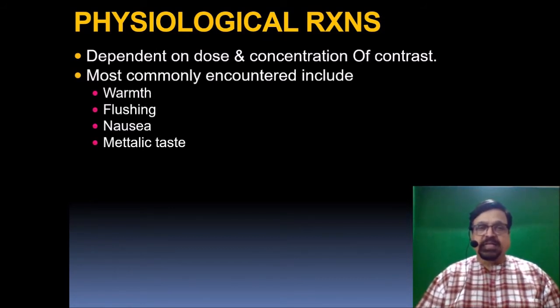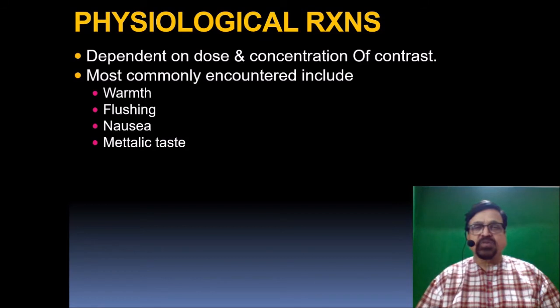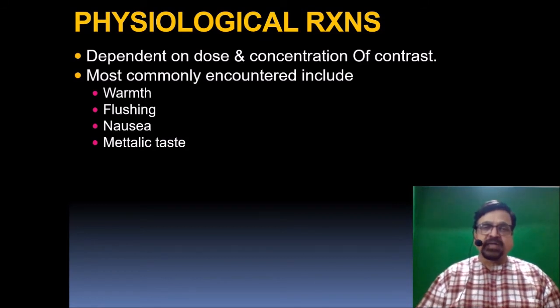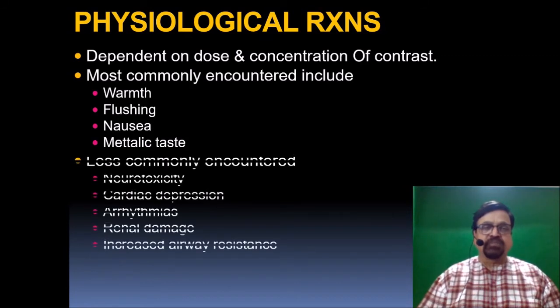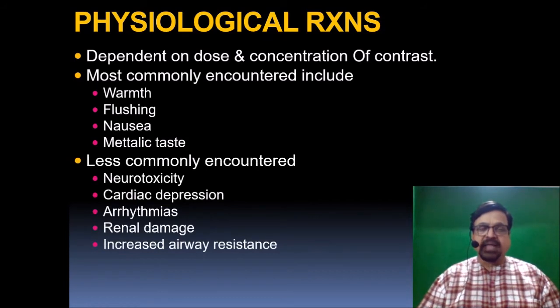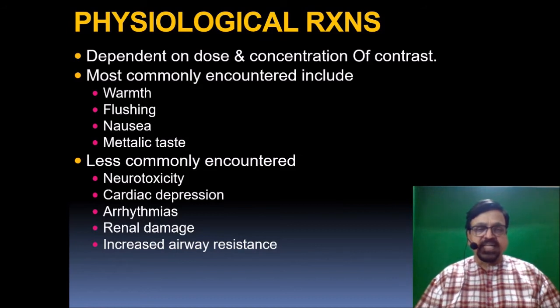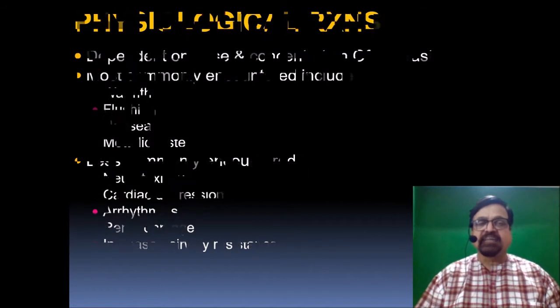Dependent on dose and concentration of the contrast, the physiological reactions most commonly encountered include feeling of warmth, flushings, nausea, and metallic taste. So the patient will feel warmth, then he may have flushings, that is a burning sensation, and metallic taste in the mouth. Less commonly encountered are neurotoxicity, cardiac decompensation, arrhythmias, renal damage, and increased airway resistance.